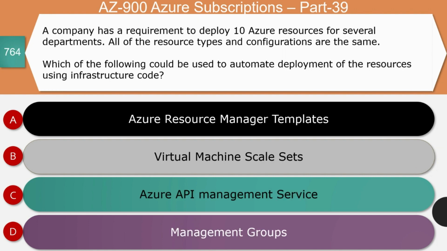Next question, a company has a requirement to deploy 10 Azure resources for several departments. All of the resource types and the configurations are the same. Which of the following could be used to automate deployment of the resources using infrastructure as code? Is it Azure Resource Manager template, virtual machine scale set, Azure API management service, or management groups? The right answer for this question is option A.